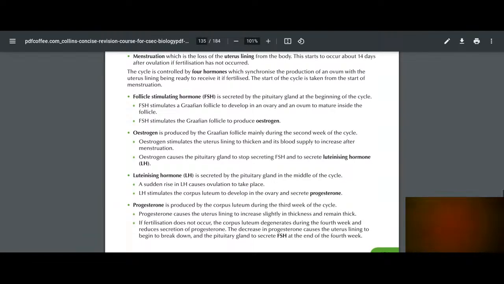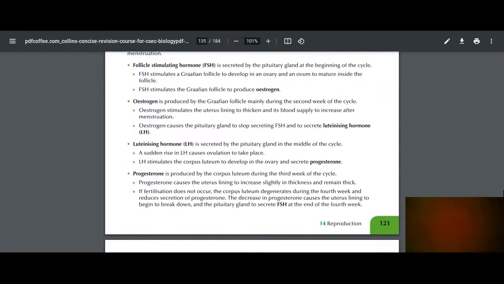Luteinizing hormone is secreted by the pituitary gland in the middle of the cycle. A sudden rise in the LH, luteinizing hormone, causes ovulation to take place. LH stimulates the corpus luteum to develop in the ovary and secrete progesterone. Progesterone is produced by the corpus luteum during the third week of the cycle. And then progesterone causes the uterus lining to increase slightly in thickness and remain thick.